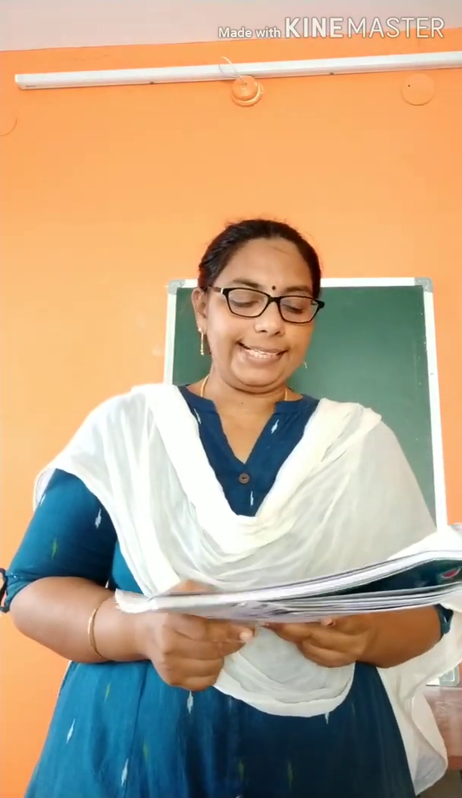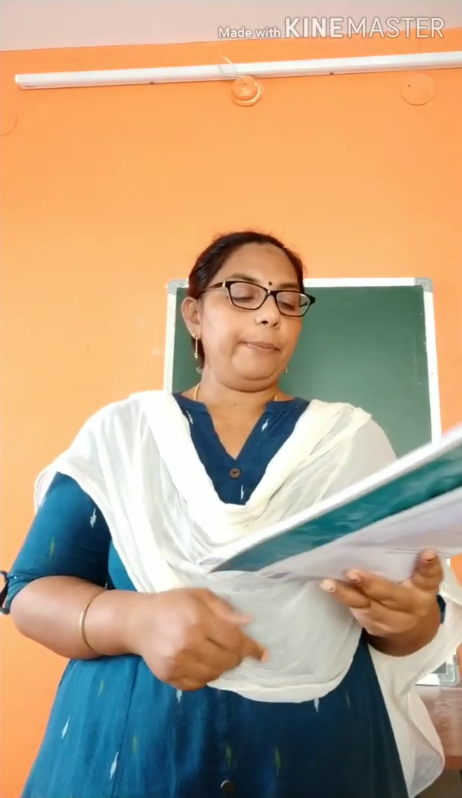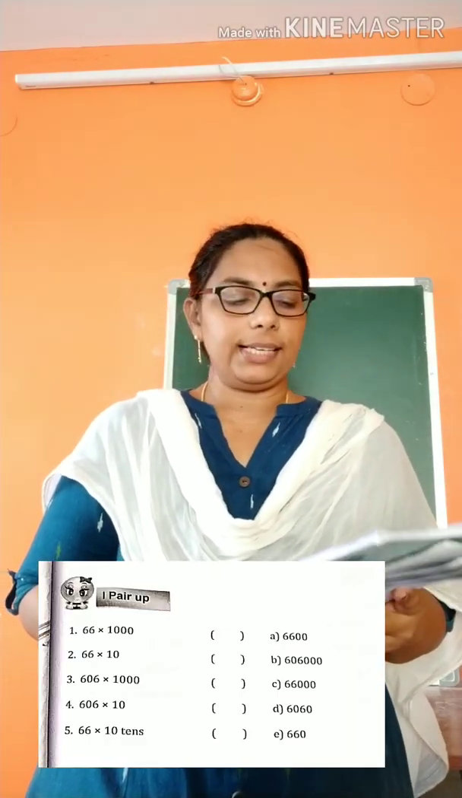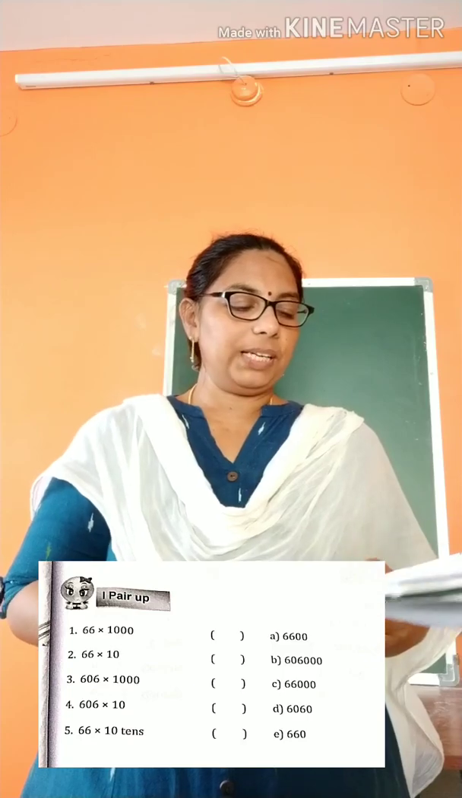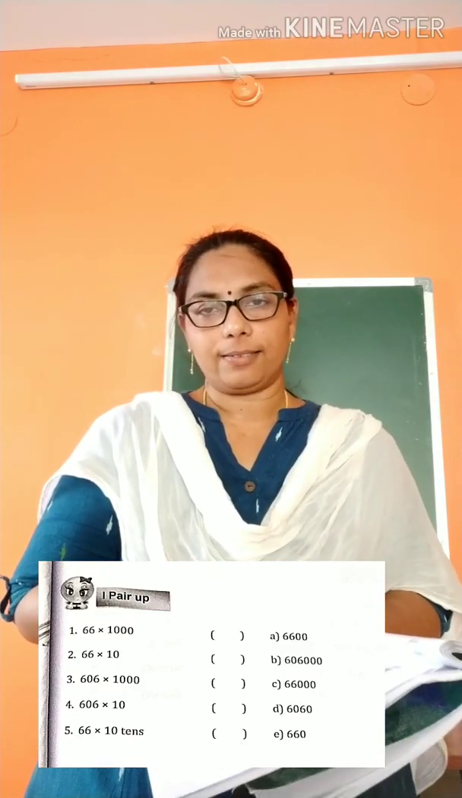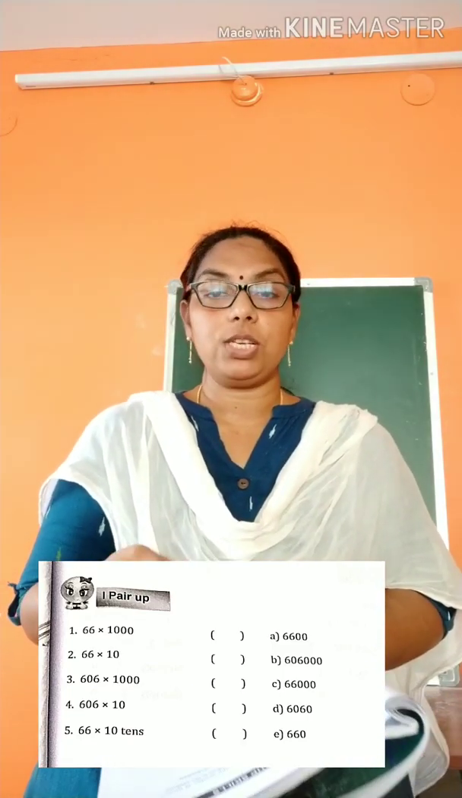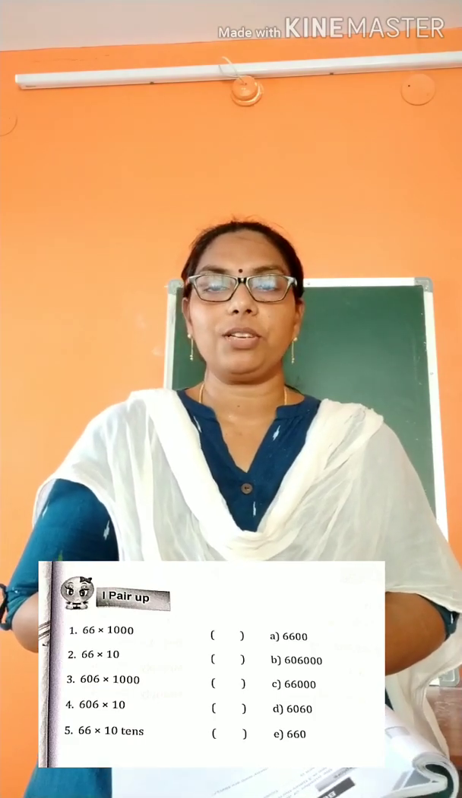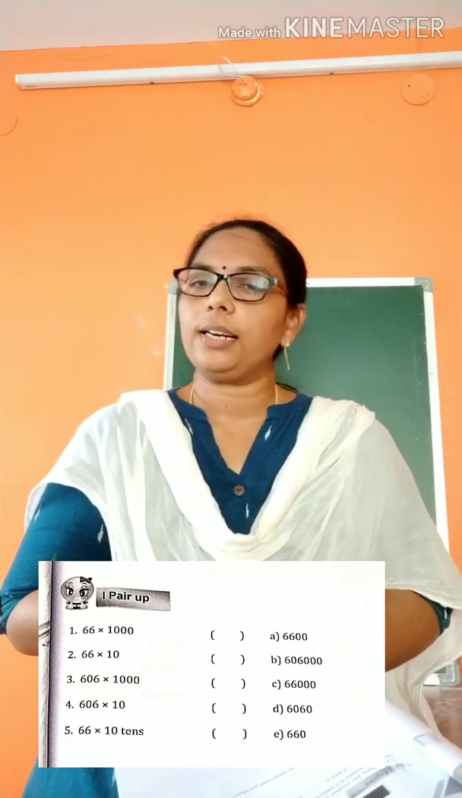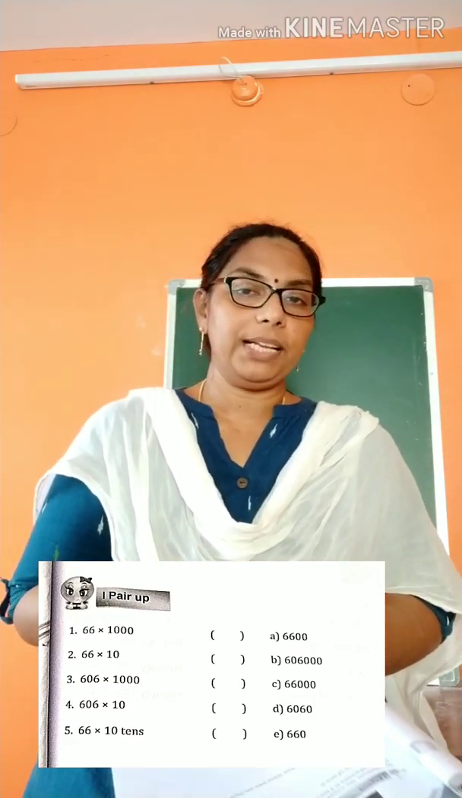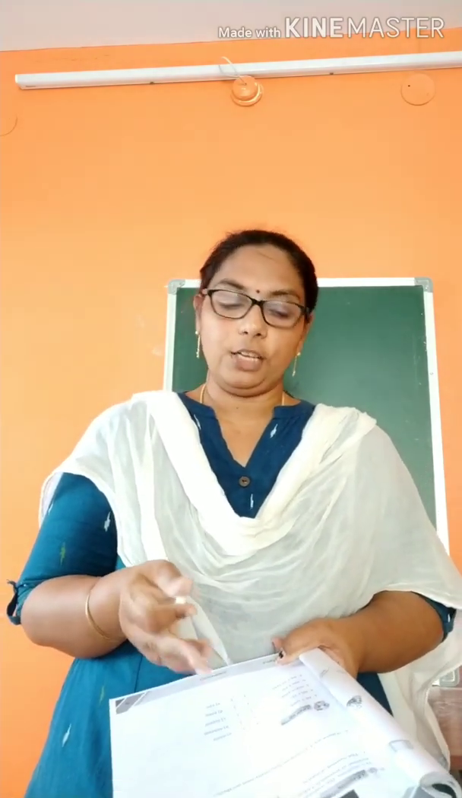Okay children, coming to the next. See here children, I pair up is there, means you have to do matching, right? Here the multiplication with tens is given, the multiplication of numbers with more zeros, and the answers are given. It is very easy. Already we know how to do the multiplication with numbers having more zeros, right? So I pair up is very easy. Do that children.